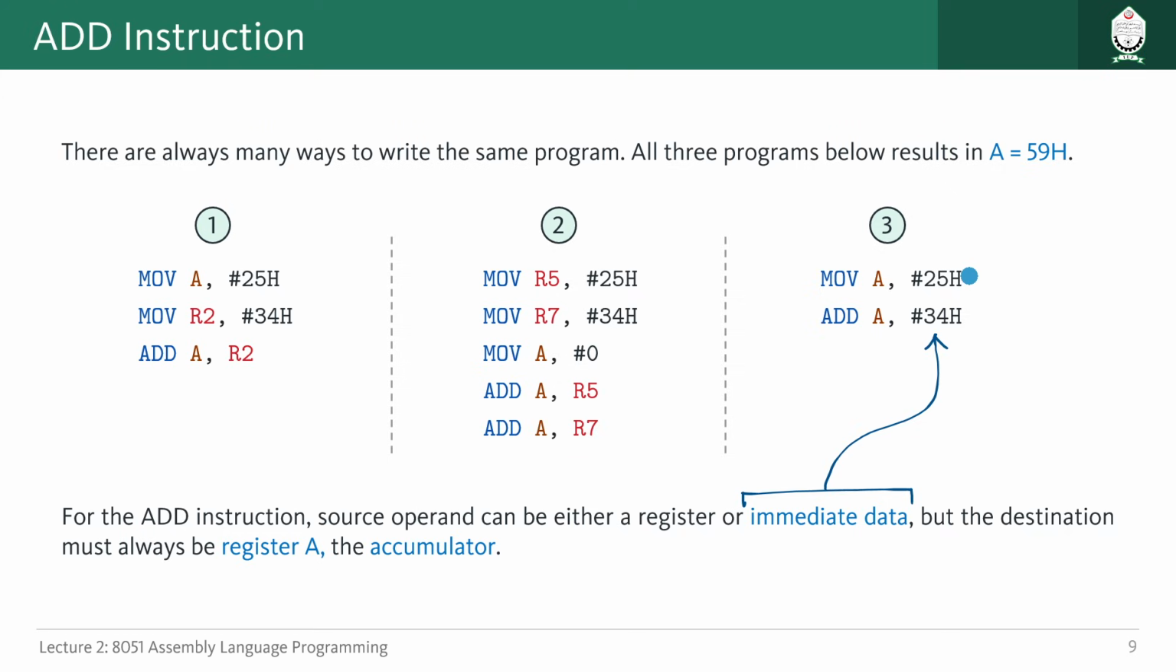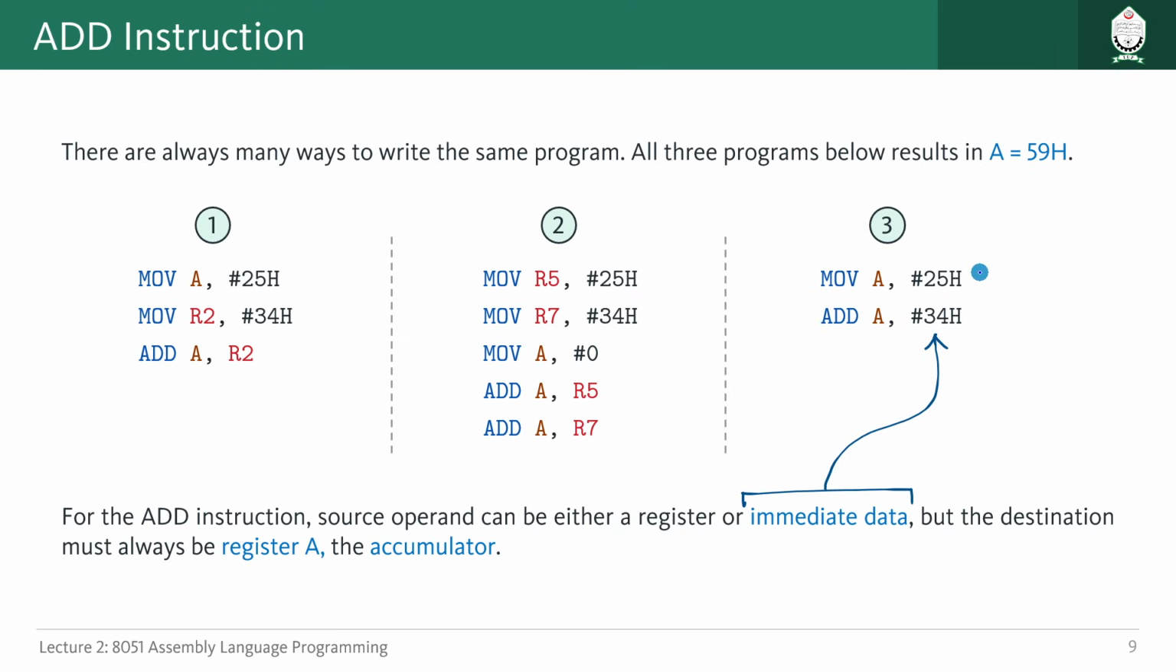Another thing we can do, the most efficient way I think, is to directly move data without the help of registers. So we will move the first data onto register A. Register A already has 25H. With that, we try to add 34H. Afterwards, we are going to have 59H inside register A. So that is the idea.